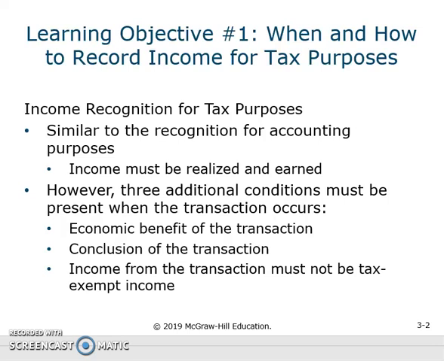However, there are three additional conditions that must be present when the transaction occurs. There must be an economic benefit of the transaction. The transaction must have come to a conclusion, so we can't be in the middle of a transaction and apply taxes to that transaction. The income for the transaction must not be a tax-exempt income. And we'll discuss tax-exempt incomes a little bit further in the chapter. There are certain incomes that are excluded from tax.